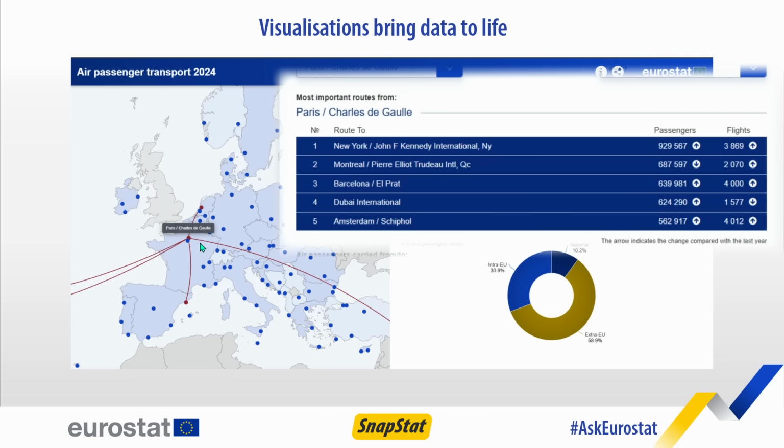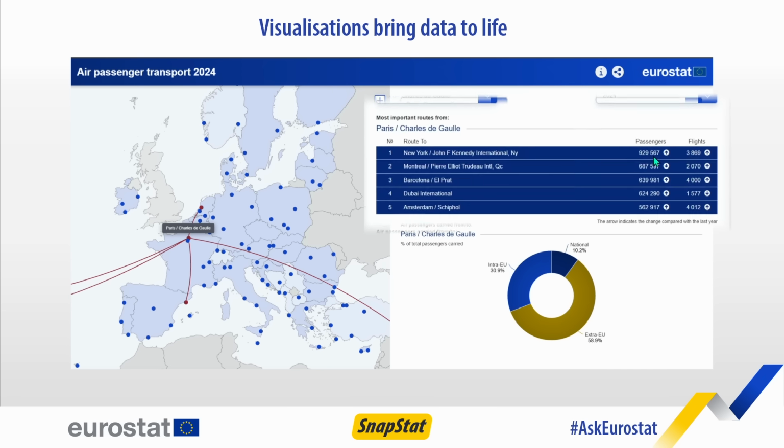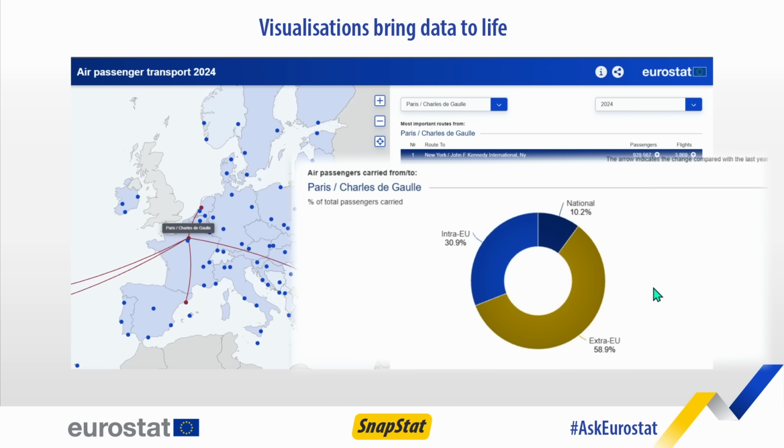The visualization will display data on the top 5 routes for that particular airport for the latest year available, in this case 2024. But of course, you can further customize the visualization by selecting other years. The visualization shows for each route the number of flights and the number of passengers carried. In addition, the visualization highlights the passengers traveling to other EU countries, to countries outside the EU, or to other airports within the same country.